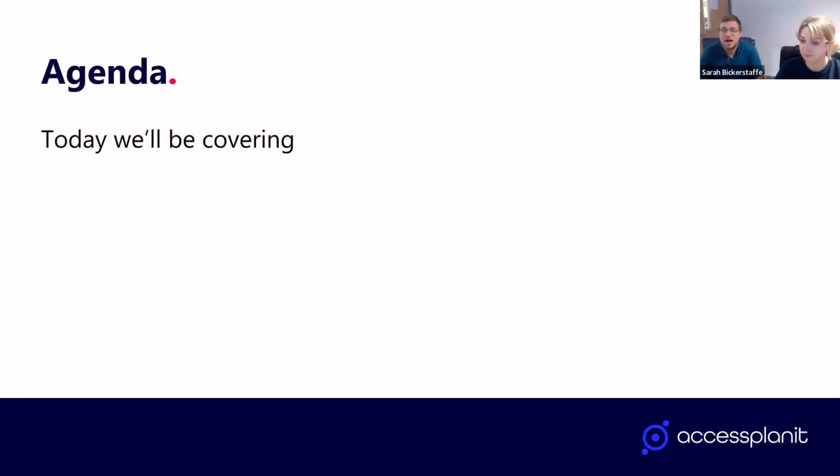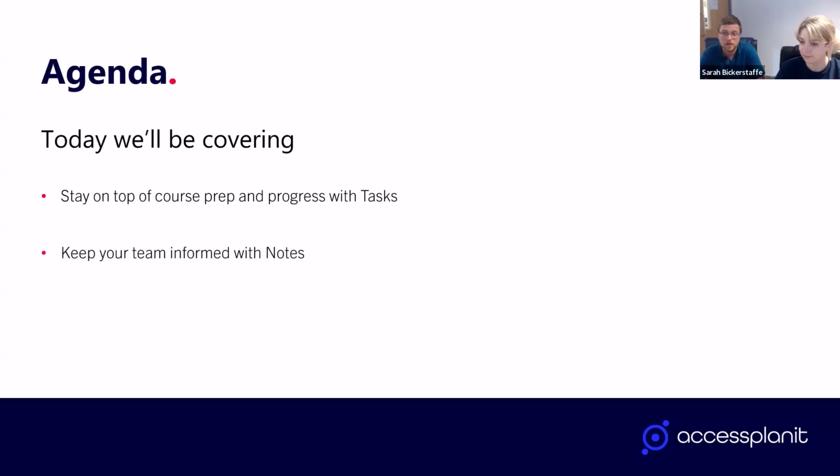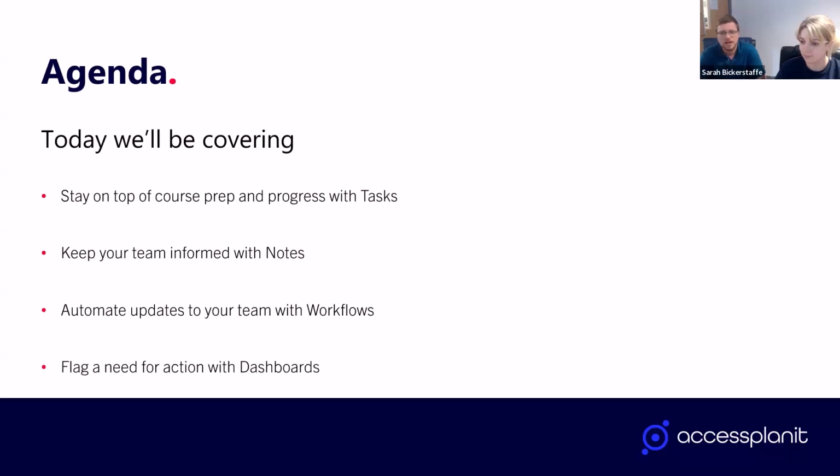So today we're going to start by covering how you can use tasks as a team to stay on top of course preparation, course progress, and course completion without having to email or message each other constantly for updates. Then we'll talk about how you can use the super simple note functionality to keep your team informed of updates and keep your thoughts organized. Next, we will look at using workflows to automate communication updates to yourself and your team. And then finally, we will cover how you can use dashboards to flag activity or calls to action for you and your team.